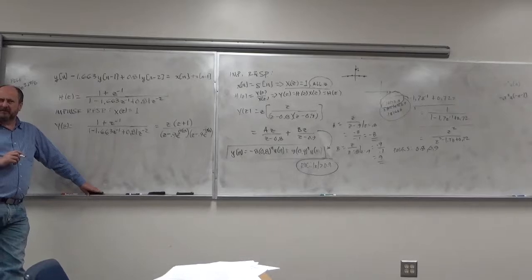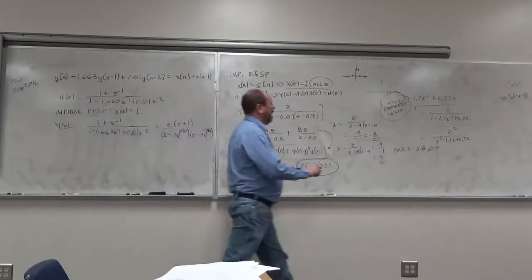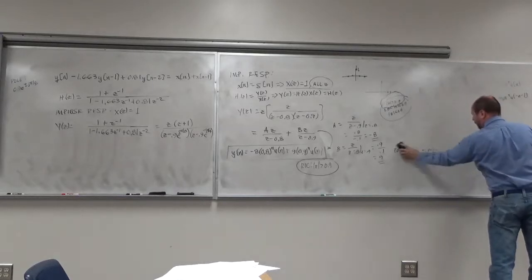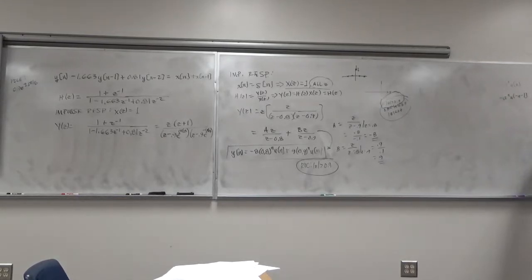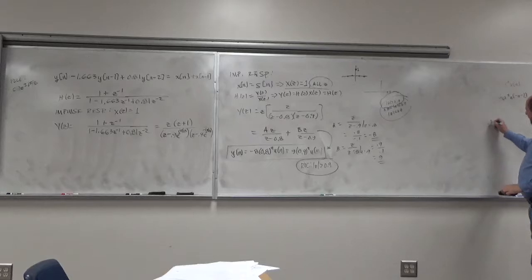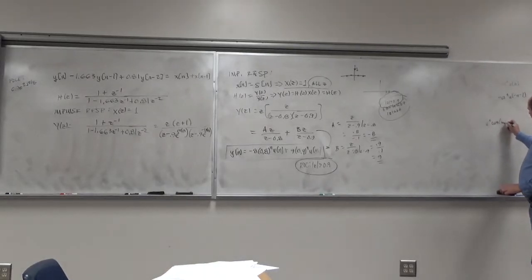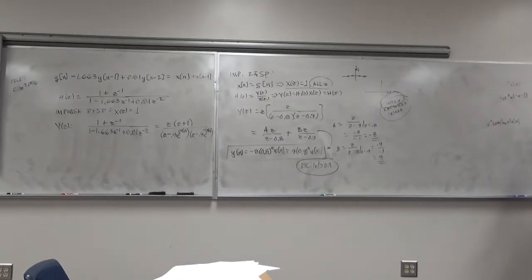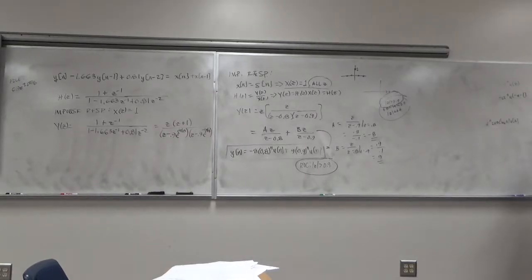Remember that one? I'll write it on the side over here, because this was a part of our table that you all were supposed to memorize last week. If we had a to the n cosine omega 0 n u of n, the z transform was z times z minus a cosine omega 0 over z squared minus 2a cosine omega 0 z plus a squared. Do you remember that one?